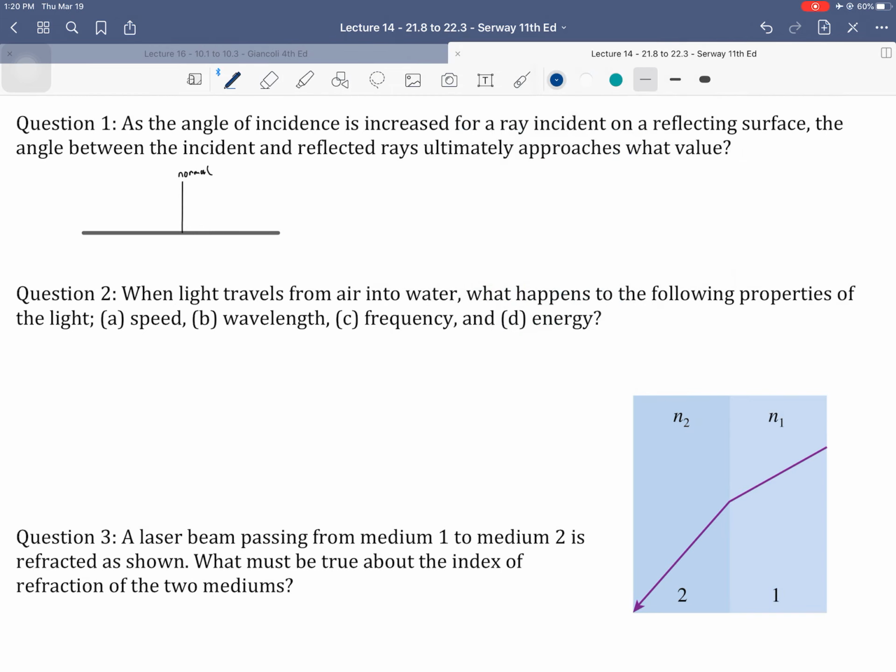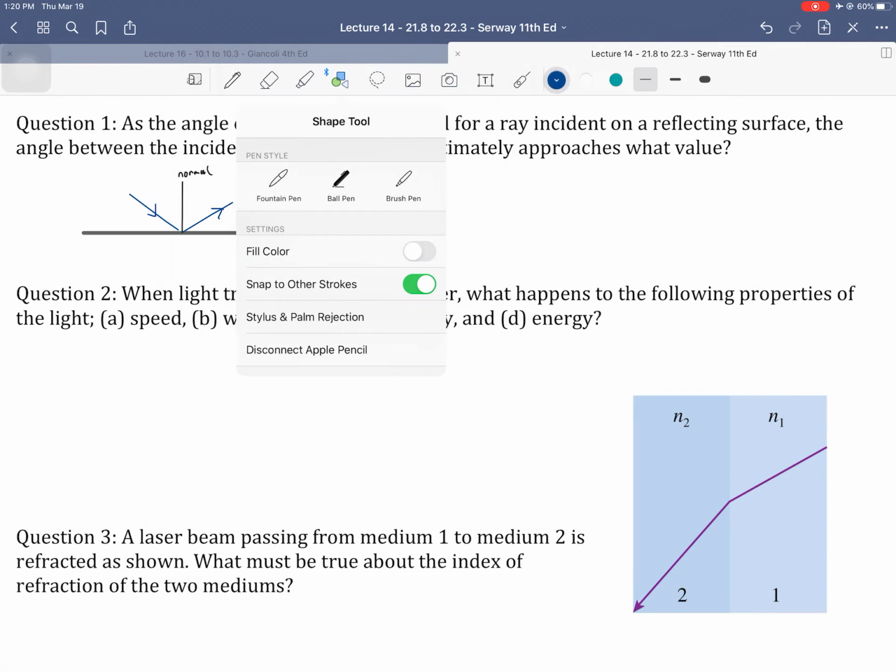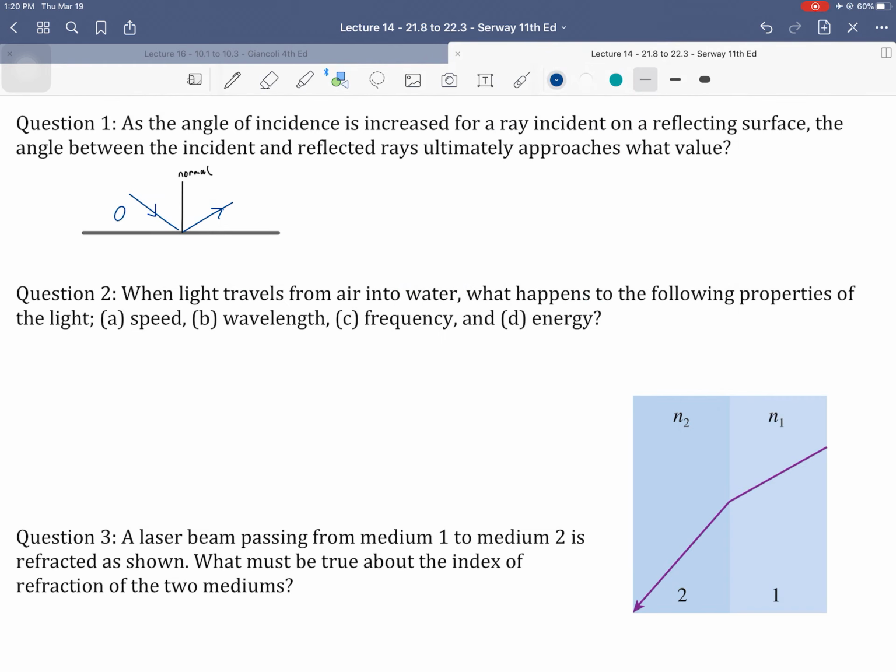So if I have an incident ray coming in at some angle, and then it gets reflected at the exact same angle relative to the normal, then if I was to have that angle become increasingly large, theta 1 is getting larger and larger. Well, that means that theta 1 prime would also be getting larger and larger. And so ultimately, the angle between the two rays, as asked in the question, would approach 180 degrees.